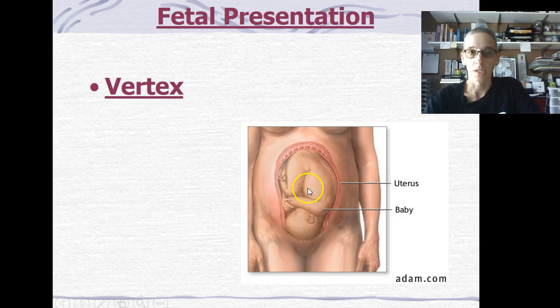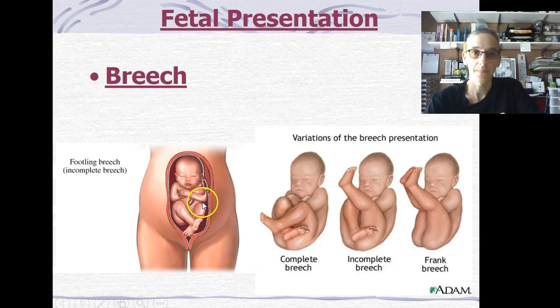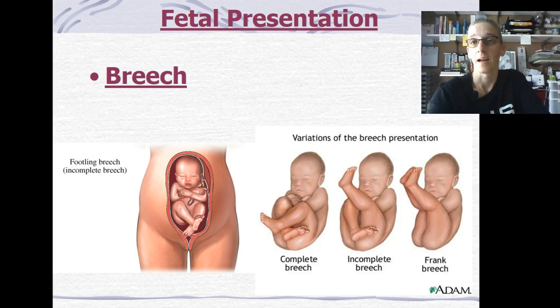All right, so here is your vertex presentation. This baby is flexed, so that's our attitude. Fetal attitude is flexion. Vertex is the fetal presentation. This is a breech fetal presentation, okay? This is a footling breech or an incomplete breech. This is when you've got your feet down first, and this happens occasionally, and literally feet come out first. It's kind of scary, okay? We've got to get the baby out quickly.